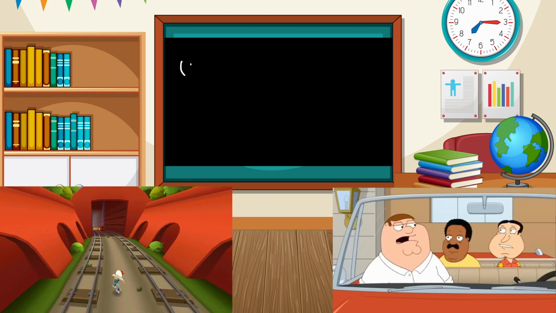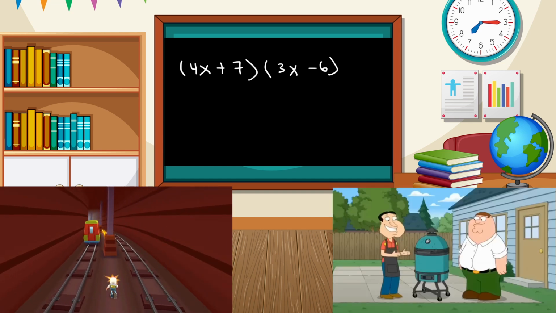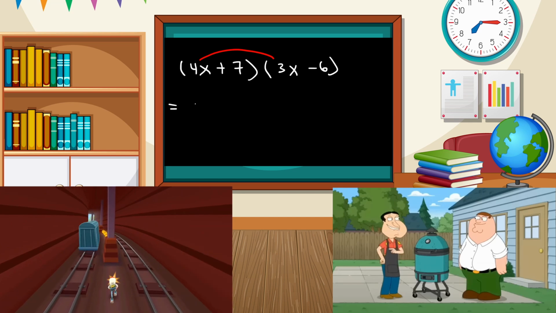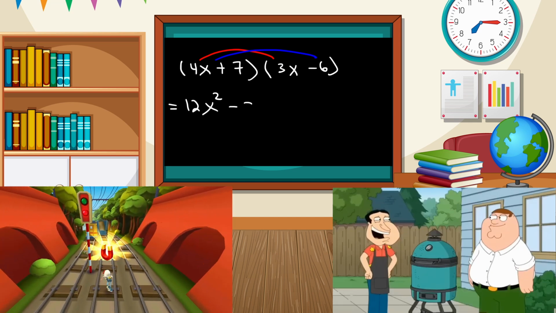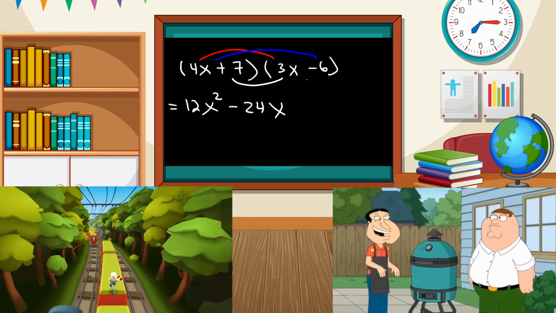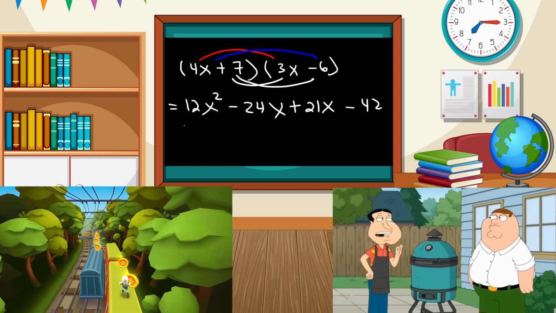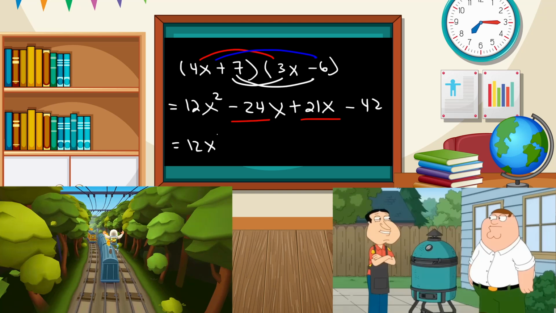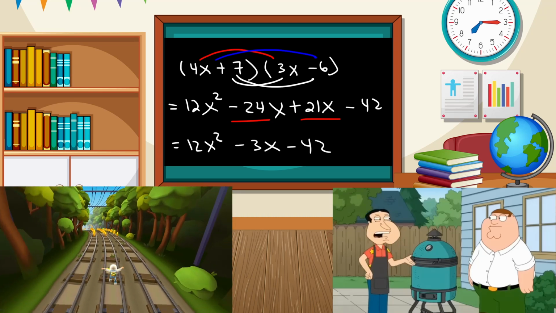Let's try another example. So let's multiply 4x plus 7 by 3x minus 6. So go ahead and pause the video and try that problem. So 4x times 3x, that's going to be 12x squared. And then we have 4x times negative 6, which is negative 24x. And then 7 times 3x, that's positive 21x. And then 7 times negative 6 is negative 42. And then combine like terms. Negative 24x plus 21x, that's going to be negative 3x. And so this is our answer.